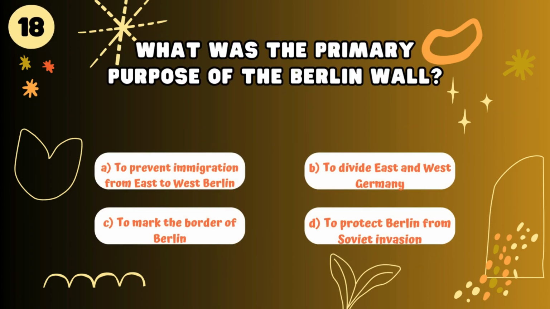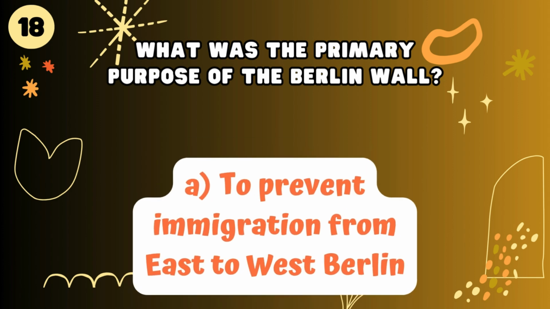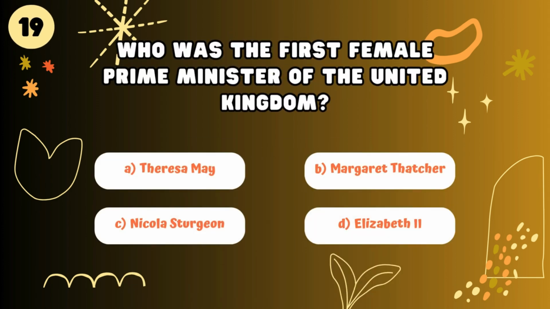To prevent immigration from East to West Berlin, to divide East and West Germany, to mark the border of Berlin, to protect Berlin from Soviet invasion. Answer: to prevent immigration from East to West Berlin. Who was the first female Prime Minister of the United Kingdom? Theresa May, Margaret Thatcher, Nicola Sturgeon, Elizabeth II.